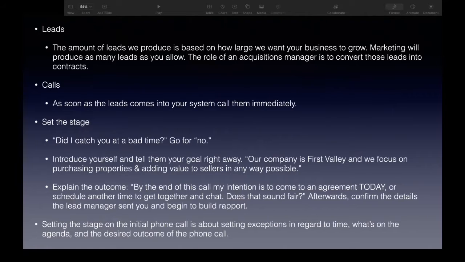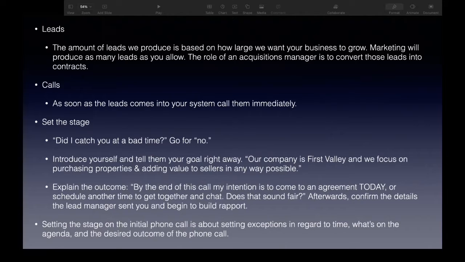Leads. The one thing to remember about leads is the amount of leads we produce is based on how large we want our business to grow. Marketing will produce as many leads as you allow. The role of an acquisitions manager is to convert those leads into contracts. Acquisitions managers are in charge of converting. The amount of leads you get is the amount of marketing you do. Eventually, when you get good at this, the amount of deals you get will just be based on the amount of leads you market to, and then when they come in, being able to close on them. It's 100% a numbers game and nothing else.